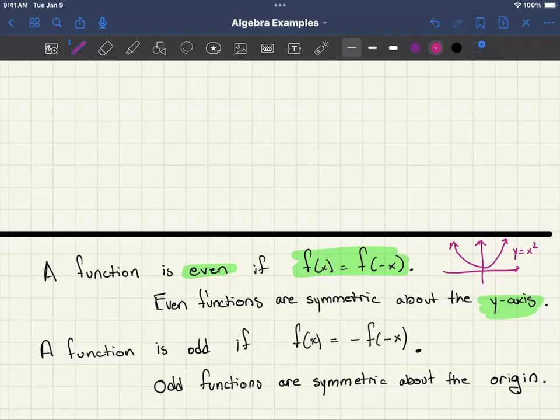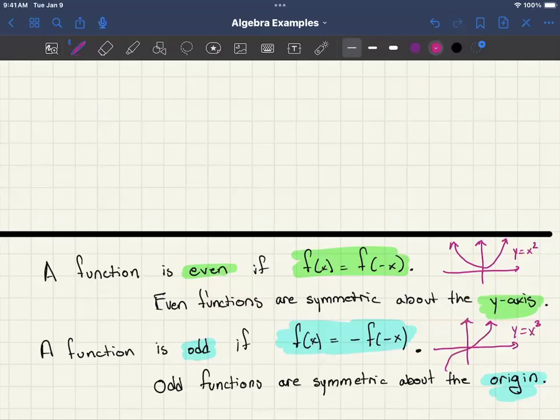The other ones that we're going to look at are odd functions. And we say a function is odd if f of x is equal to negative f of negative x. And these functions are symmetric around the origin. If you're looking at just a basic power function, those ones have the shape of y is equal to x cubed, or x to the fifth. And again, that exponent is kind of a giveaway of what you're going to find.